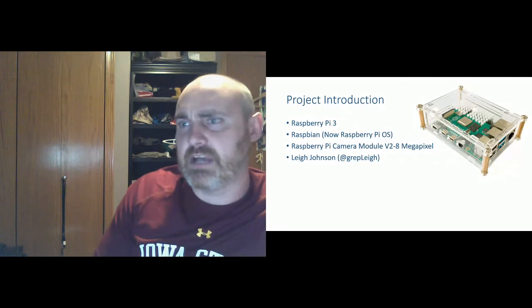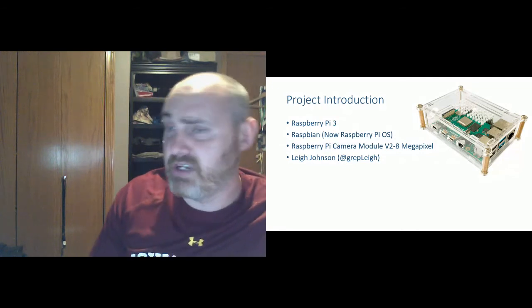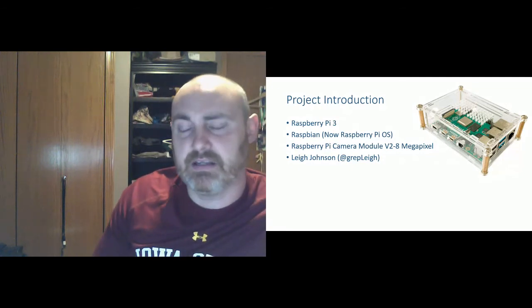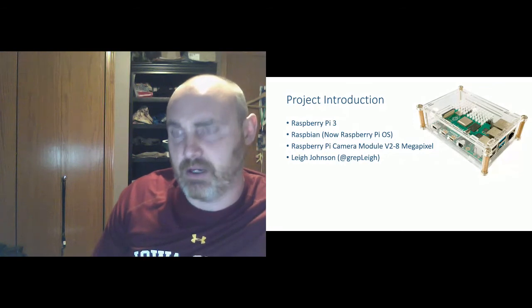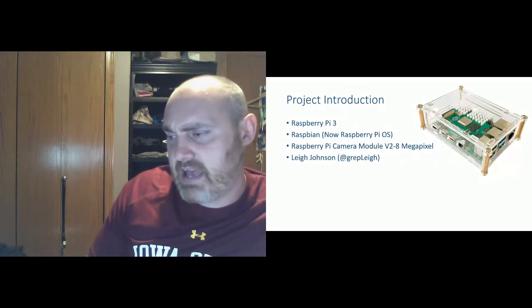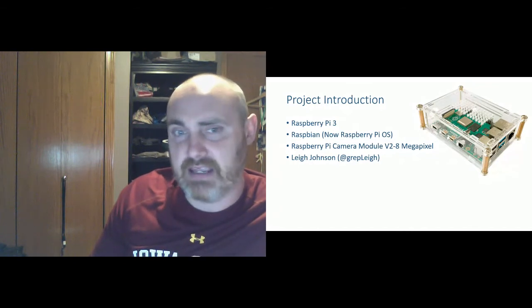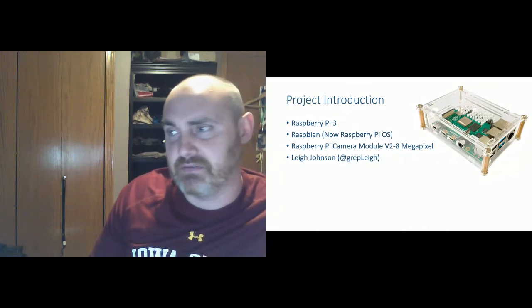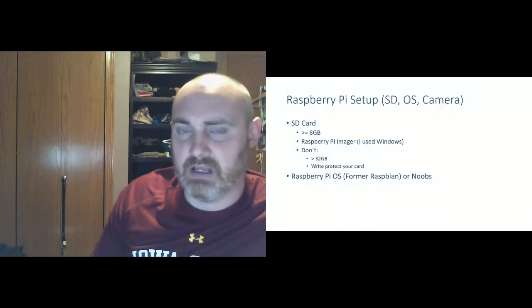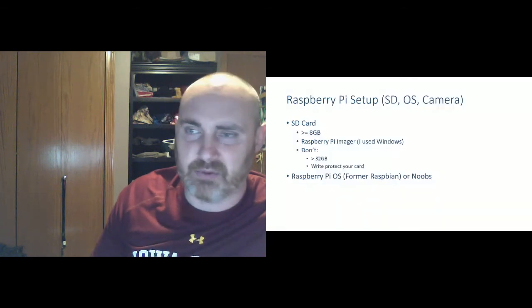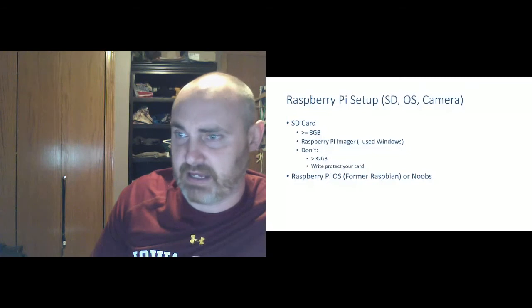So for the Raspberry Pi setup, you do need an SD card. It has to be at least 8 gigs. That'll get you the full version of Raspberry Pi OS. I don't have anything special on my card, so I could have gotten away with an 8 gig. If I was going to have a bunch of training stuff, a bunch of versions, a bunch of models, I would need to upgrade that a little bit, but for me, 8 would have been fine.